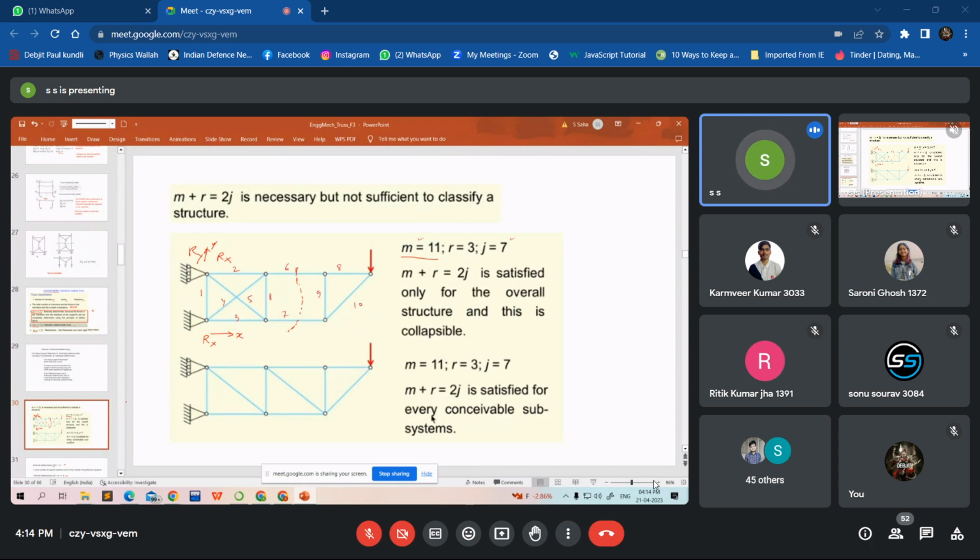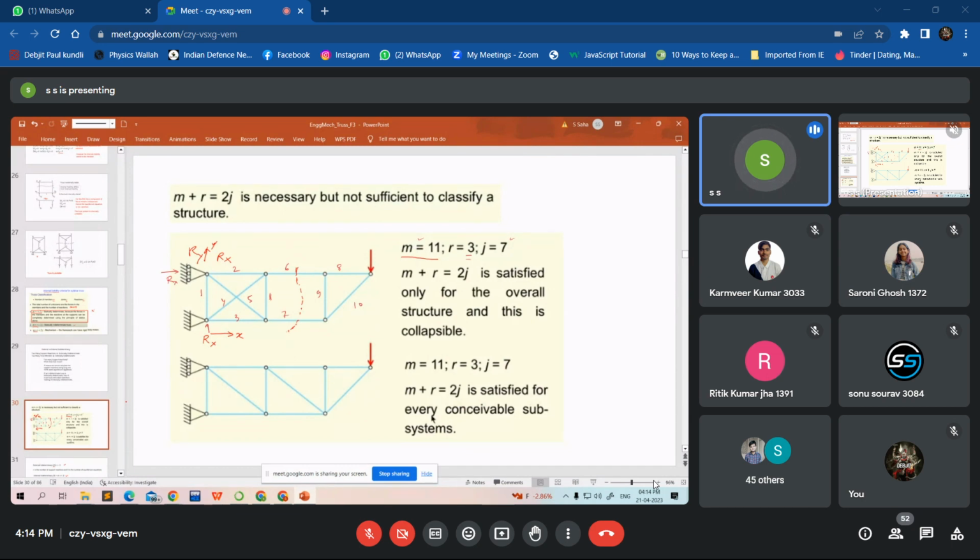And what is the reaction? Over here we have Rx and Ry at this pin joint, and there is only Rx here. There is no Ry because this is a roller. It cannot resist forces in the vertical direction. It is normal, it is an Rx. So we have 1, 2 and 3. So R equal to 3. Okay, M equal to 11, R equal to 3, J equal to 7.